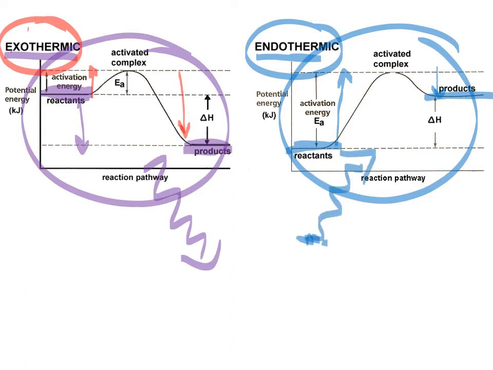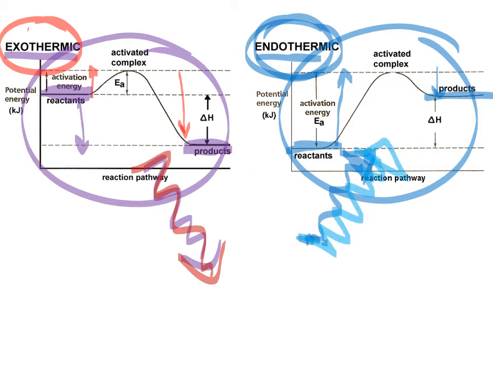And so endothermic processes and exothermic processes both involve input and output of energy. The question is, what is the net difference? If the net difference involves giving off energy, then that is an exothermic process, and we see energy given off. If it involves a net consumption of energy, because the products are more energetic than the reactants, that is an endothermic process.